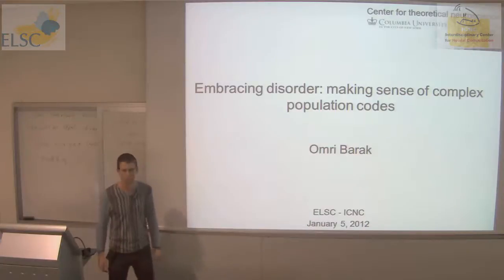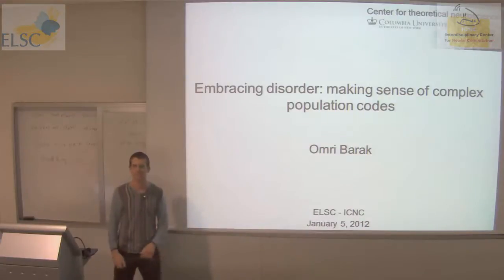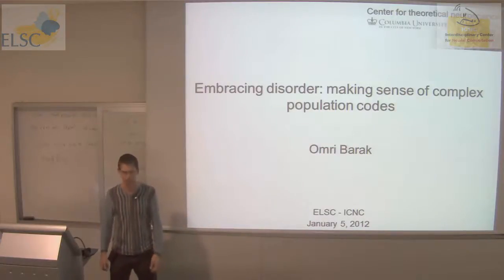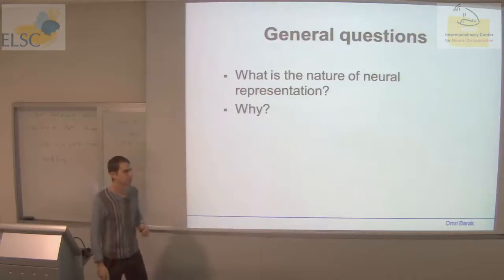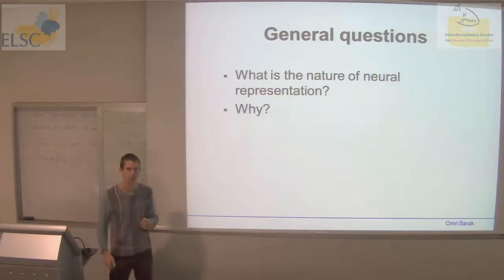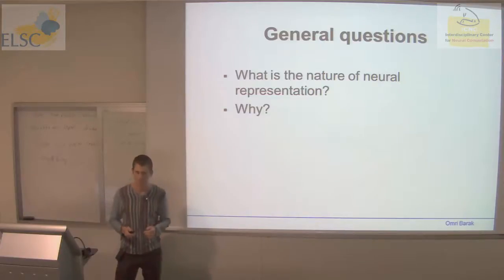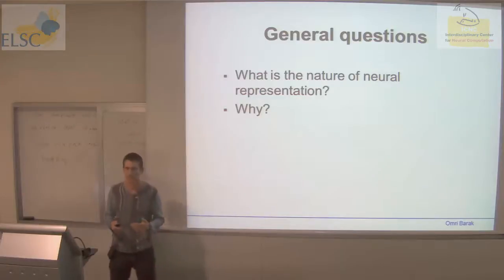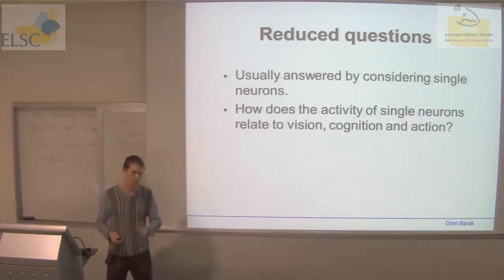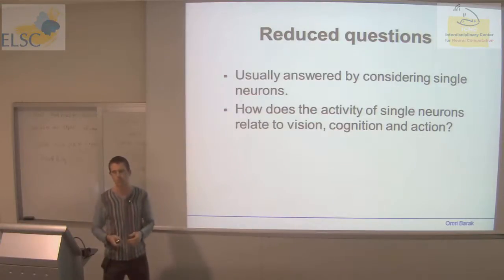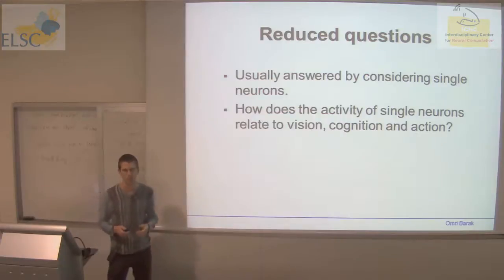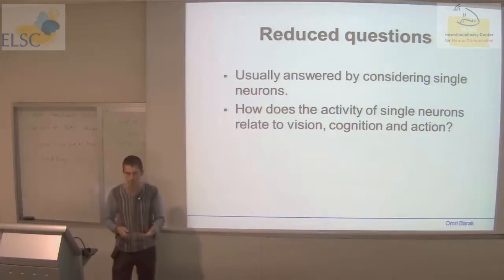Today I'm going to tell you about embracing disorder, making sense of complex population codes. The general question I want to address is the nature of neural representation. What do neural representations look like, and why is it so? This question was asked many times in the past and was often answered by considering the activity of single neurons, linked to a reduced question of how the activity of single neurons relates to things such as vision, cognition, or action.